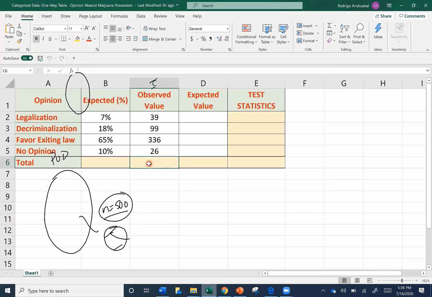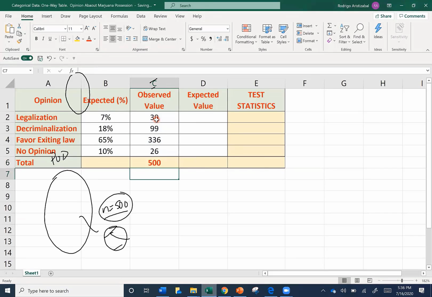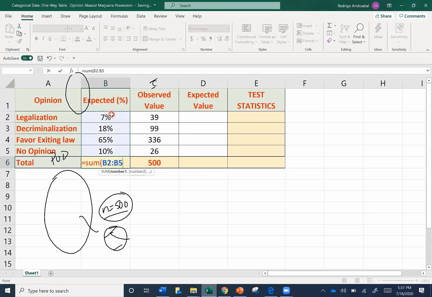First of all, we need to obtain the sum of my sample, the sum of all people in my sample, which will be this plus this plus this, actually 500 people. We need to verify that this sum is also equal to 100%, because it's possible that something is missing. Effectively it is 100%.